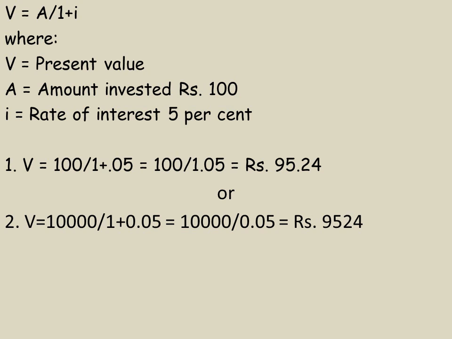To calculate present value, I have given you the formula: V is equal to A divided by 1 plus I. A means the amount invested, 100 rupees, divided by 1 plus the number of years after which you are going to receive it. I have given 1 year, which means next year. Next year I am going to receive 100 rupees.